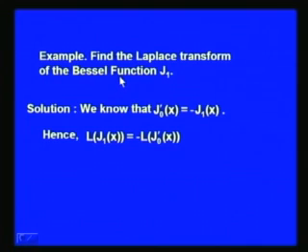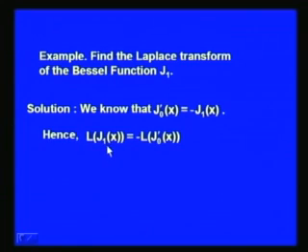Now, let us take an example based on the Laplace transform of the derivative of a function. Let us find the Laplace transform of the Bessel function of order 1, that is J1. We know by the properties of Bessel functions of the first kind that the derivative of J0(x) is equal to minus J1(x).